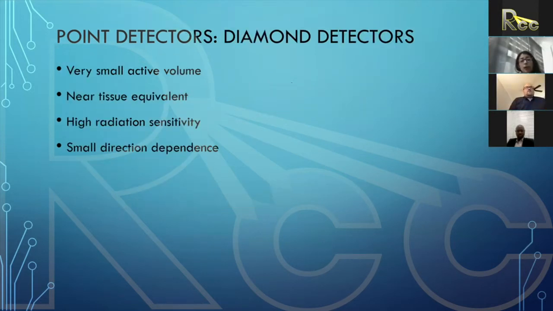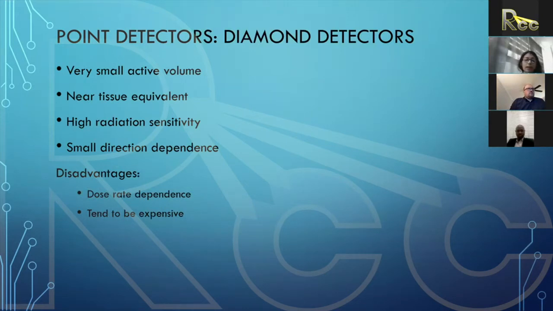Now, we also have at our disposal diamond detectors. They have a very small active volume. They are near tissue equivalent, and they give a very high radiation sensitivity. However, they show a very small radiation dependence, and the disadvantage is they are very expensive compared to the regular diodes or the ion chambers. And they show some dose rate dependence.